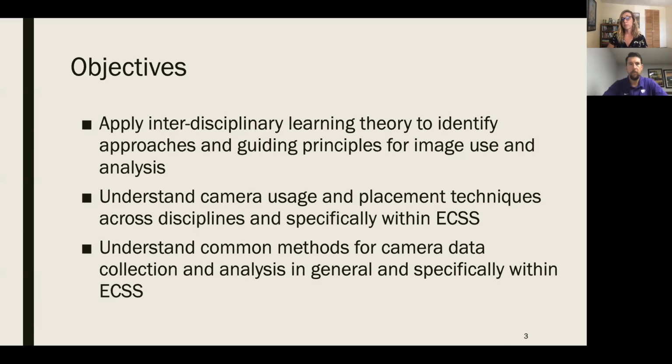So what interdisciplinary learning theory does for us is it provides a framework for understanding how and why cross-disciplinary knowledge can benefit a particular discipline. So we used this theory to really understand camera usage, camera placement techniques, common methods for camera data collection and analysis, both in general across disciplines and specifically within ECSS.